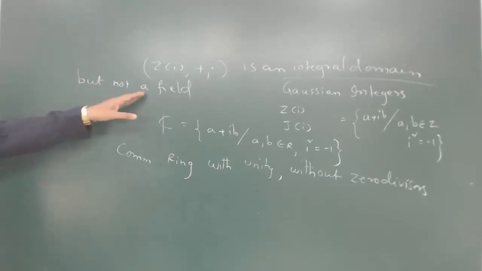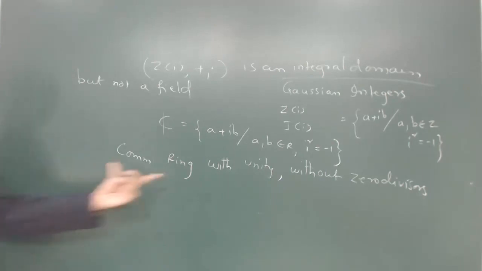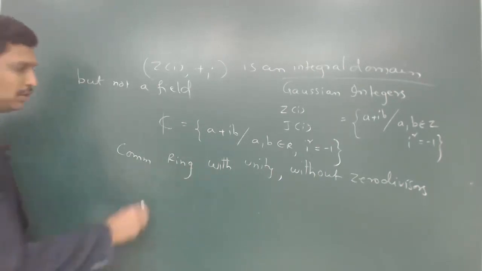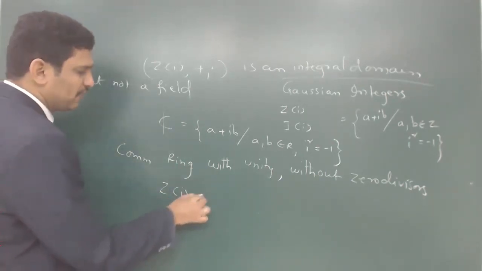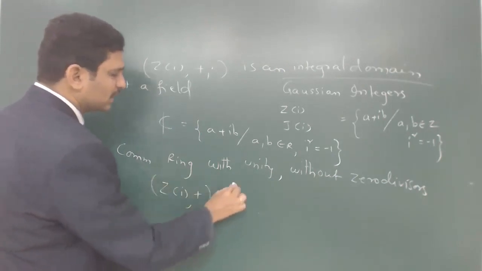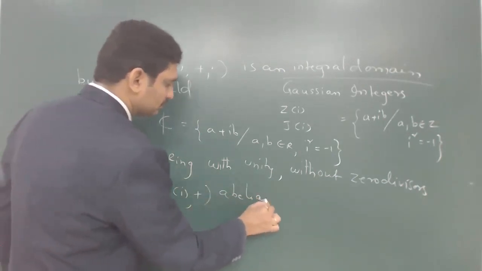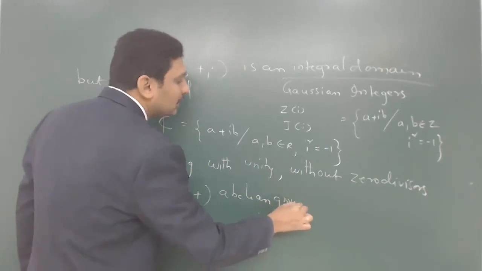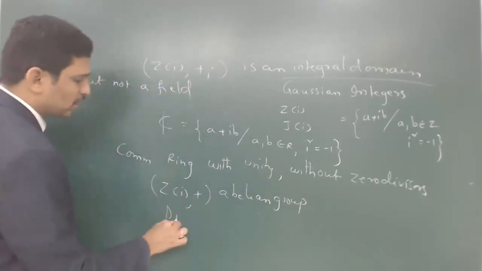Now, how to show that it is not a field, we will discuss later. And as per the definition considered, you have to show Z of i, comma, plus is an abelian group. So distributive laws hold here.